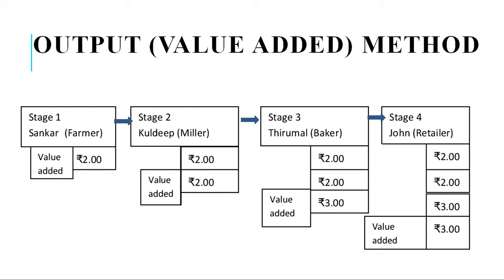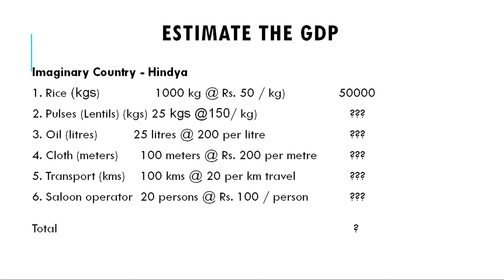Okay. So I'm giving you an example now. You are going to calculate. I already told you that all the goods and services are converted into monetary value. Let me give you an example of an estimate. You estimate the GDP value of this imaginary country called Hindya, H-I-N-D-Y-A. In that country, rice is produced. How much rice do they produce? 1000 kilograms of rice, and they are selling it for 50 rupees.